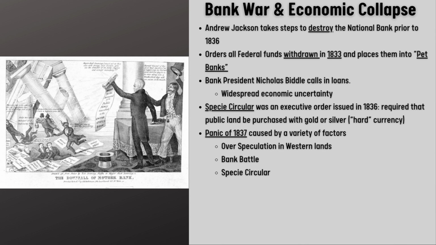Bank President Nicholas Biddle's response was to call on loans, leading to widespread economic uncertainty. The tension between these actions heightened the economic instability of the time. In 1836, Jackson issued the Specie Circular, an executive order that mandated all public land purchases be made with gold or silver, hard currency. This decision was one of the contributing factors to the Panic of 1837.